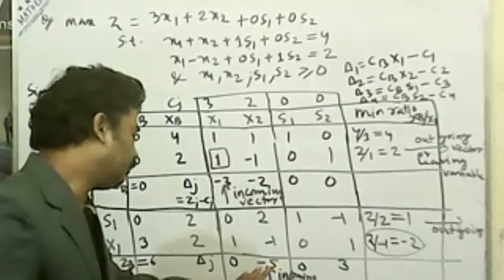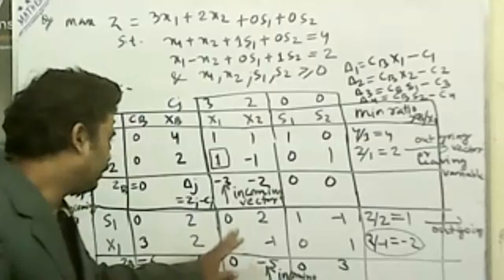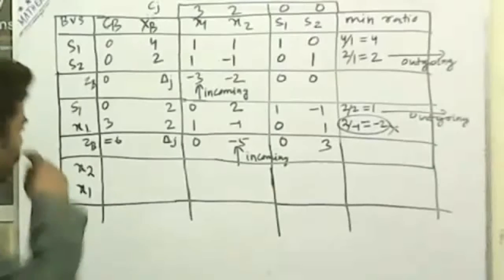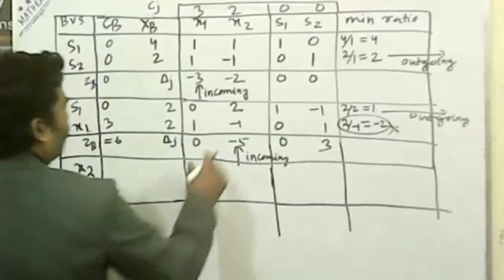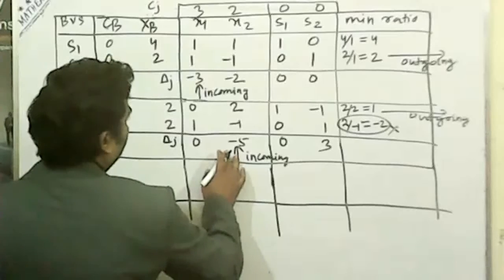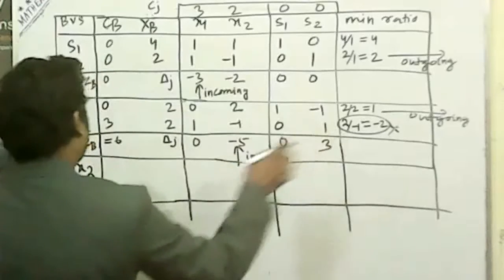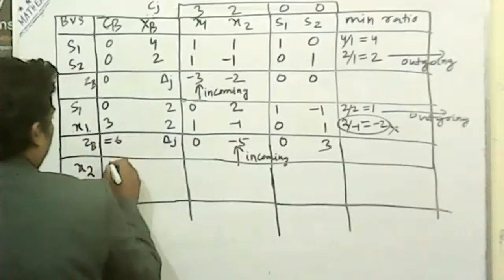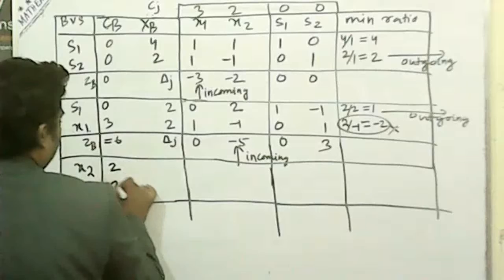Same as now, all delta J are not greater than or equal to 0. So that's why this value, that is 6, is not the optimum value. So that's why we proceed to another table. Now x2 is the incoming and s1 is the outgoing. So in the place of s1 we put x2, that is equal to here 2 and 3.